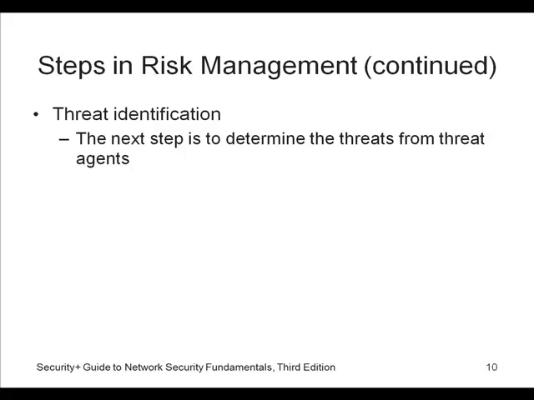Threat identification. The next step is to determine the threats from threat agents. Are you guys threat agents? You can be. Could be. James set himself up as a threat agent, didn't he? Or he created a vulnerability last time when he gave Will access to his home directory. So Will was the threat agent, kind of.